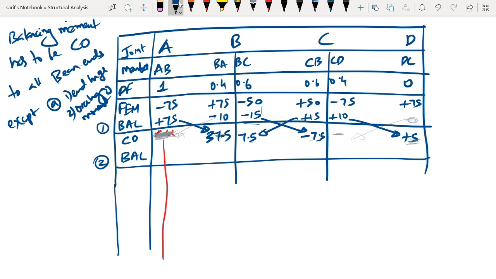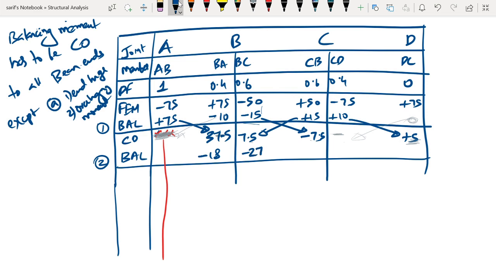So to get the net unbalanced force, what will we do? We need to calculate the total unbalanced force, and for that we have to add the values. So we get 37.5 plus 7.5, which is 45. We need to add minus 45, and it is distributed in the fashion minus 45 into 0.4. We will get minus 18, and here we will get minus 27.